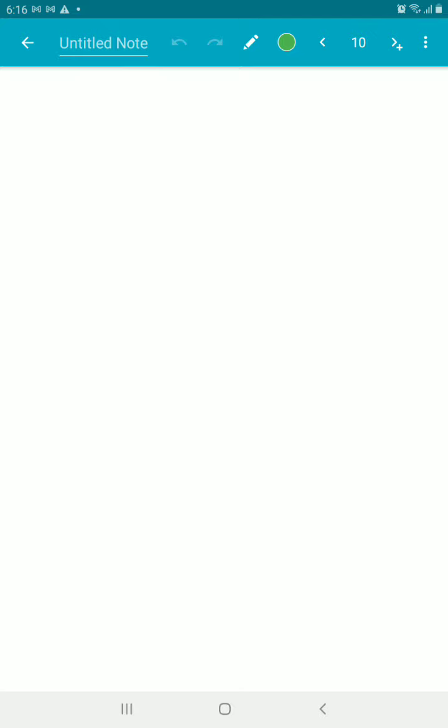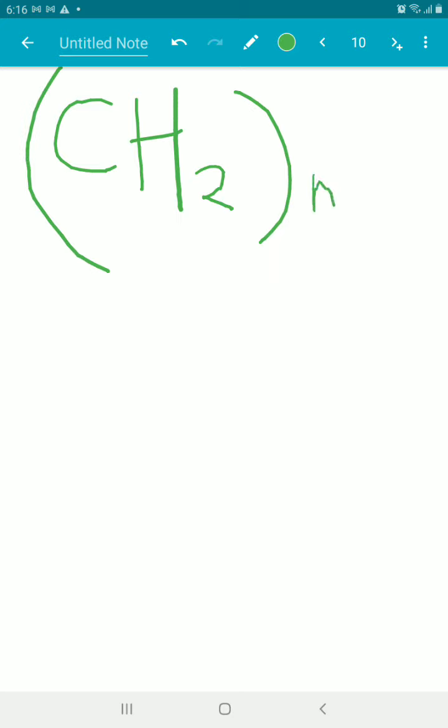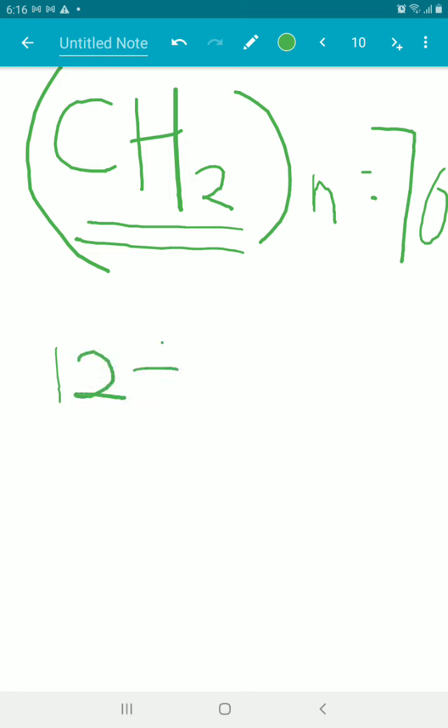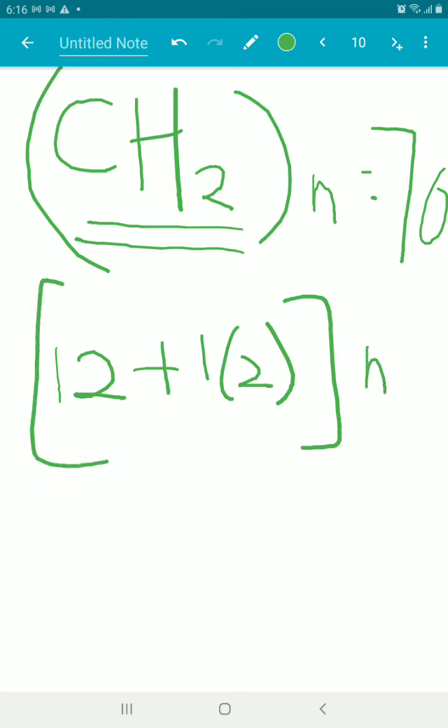The empirical formula just now, they give you CH2, right? So you write (CH2)n equals the RMM. The RMM just now is 70. Step number 2, you calculate the RMM for the empirical formula. So 12 plus 1 times 2, times n, equals 70.